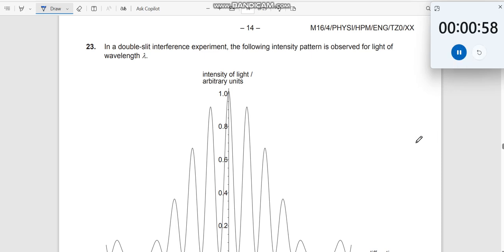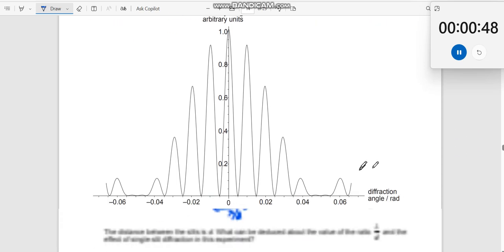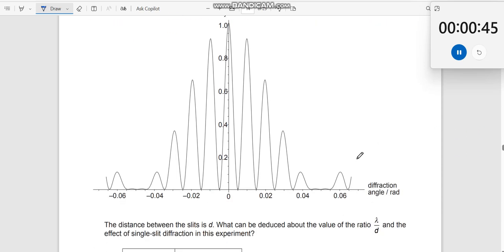Question number 23. In a double slit experiment, when I say double slit, what does it say? YDSE is your double slit experiment, Young's double slit experiment. The following intensity pattern is observed for light of wavelength lambda. Okay. So whenever you have a double slit experiment, the intensity should actually look like this.